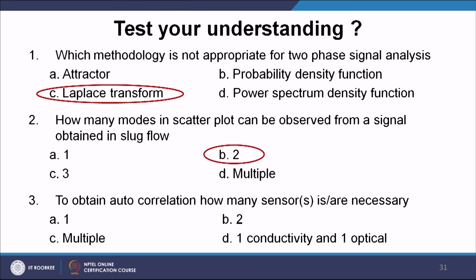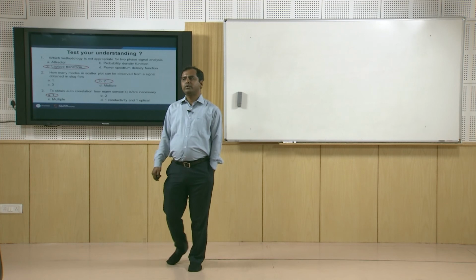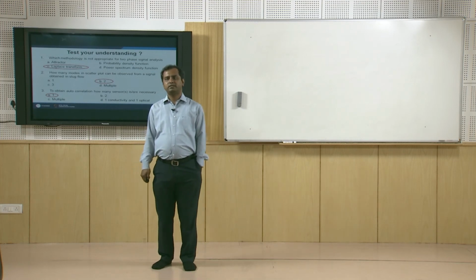Third question: to obtain auto correlation, how many sensors are necessary? We know that for auto correlation, only single sensor data will be sufficient. The answers are 1, 2, multiple, and then 1 conductivity, 1 optical. So, obviously the answer is that a single sensor is sufficient. With this knowledge we will be ending this lecture. Thank you very much.